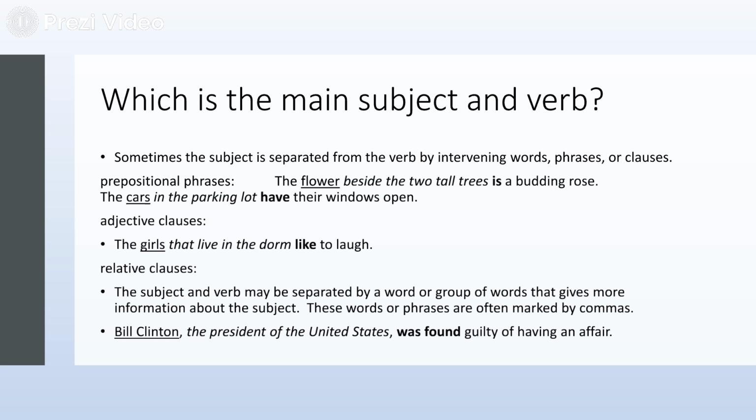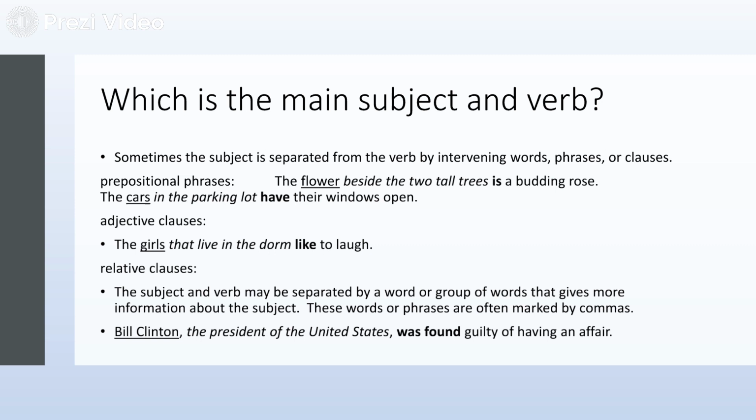The cars in the parking lot have their windows open. Who or what is this about? It's about the cars. What is my prepositional phrase? In the parking lot. And what's my main verb? Have. So the cars have their windows open. So we can just ignore that prepositional phrase.